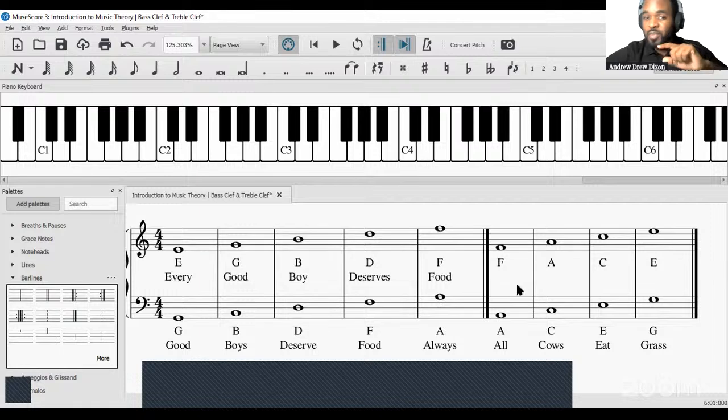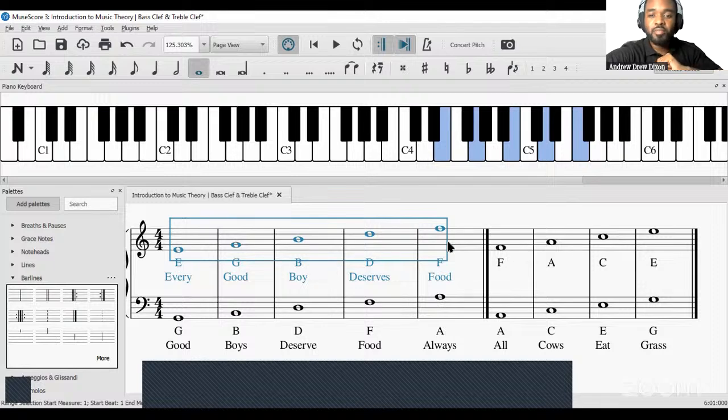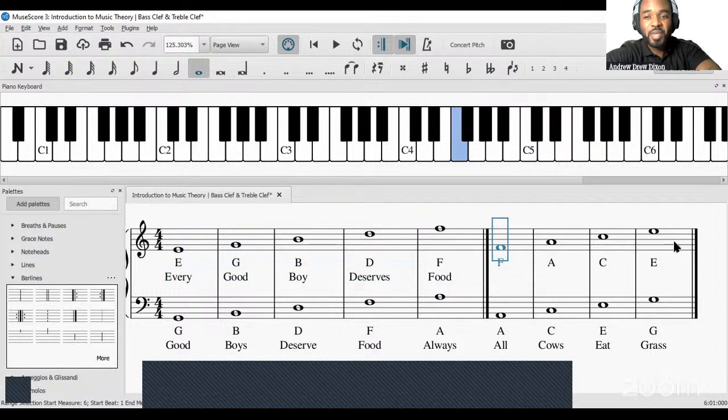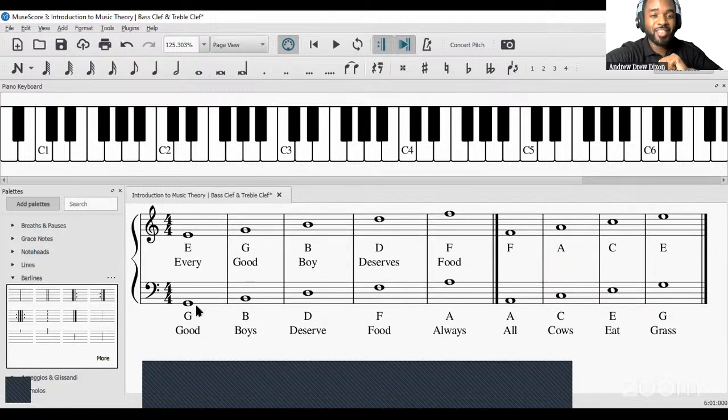So once again, let's recap. The lines of the treble clef are E, G, B, D, F. The spaces of the treble clef are F, A, C, E. I don't know why I keep mixing up spaces and lines. I've been doing too much talking all day.